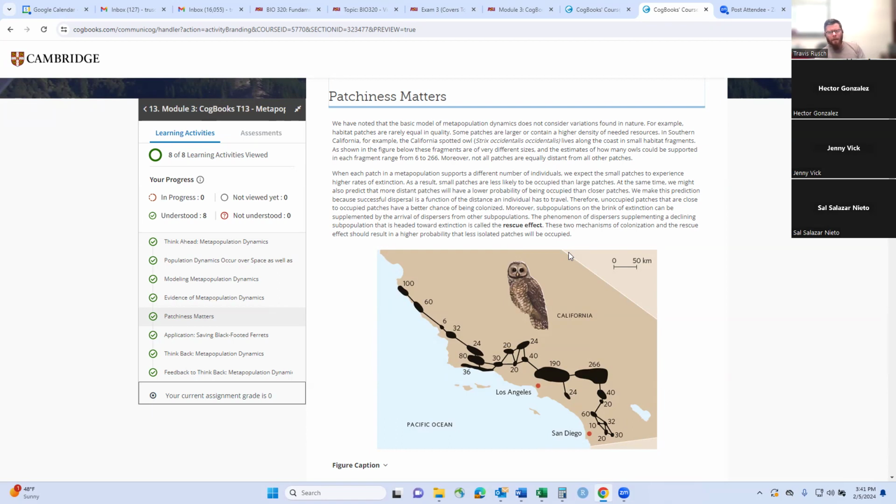Yeah. So it's kind of like the big and small islands and the close and far islands. So same idea here, just in a little bit more detail with an explicit example of owls. Okay, cool. Yeah, that makes total sense. Thank you. No problem.